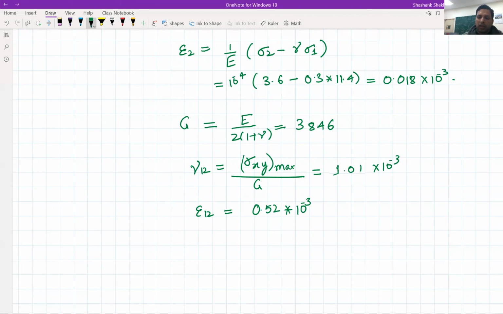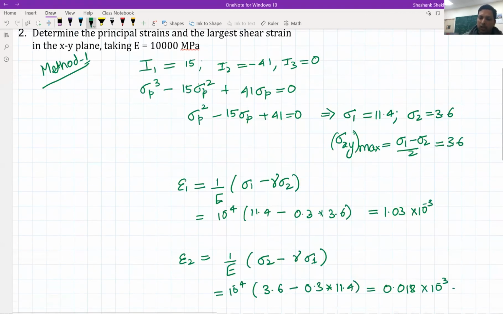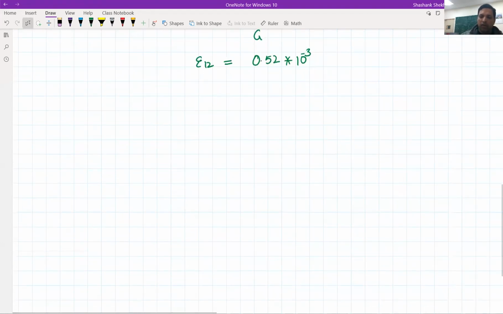So that is the first method, where we calculated the principal stresses and from there calculated the strains. But the other method is where you don't need to directly find the principal stresses. In the first part of this question, we are actually asked to find the principal stresses in the xy plane. But if the question was only about the second part, then we can skip the first part and directly go to the second part without calculating the principal stresses. And that is what this method is about.